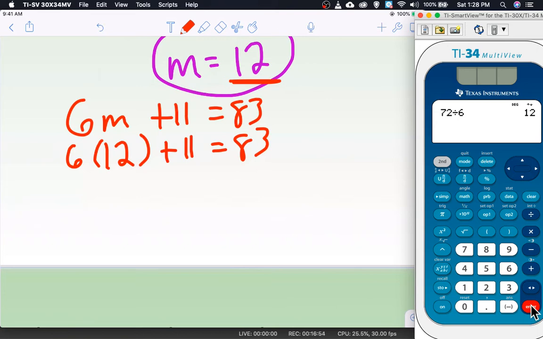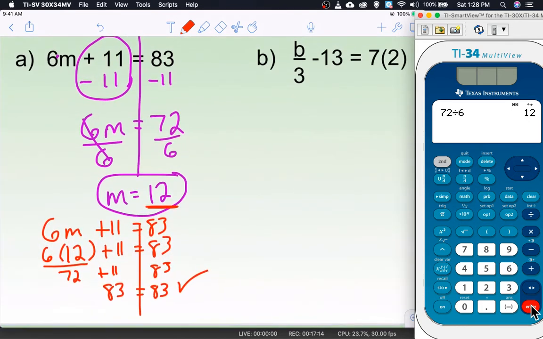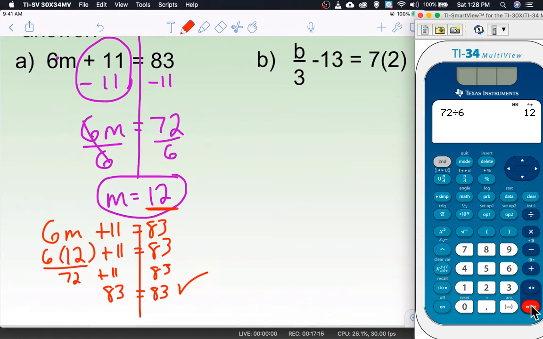6 times 12 plus 11 equals 83. So 6 times 12, I'm doing order of operations now on the left-hand side of the equation. 6 times 12 is 72. 72 plus 11 is 83. And that math checks out. So I've done the work, I solved the equation, and I checked my solution. m equals 12.